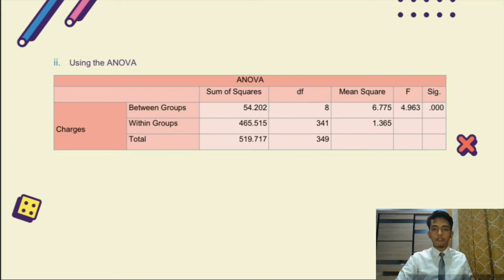Secondly, we use ANOVA for the hypothesis testing. For ANOVA, firstly, we need to state the null and the alternate hypothesis. Next, the significance level, which is alpha equals 0.05. And lastly, based on the SPSS output, we reject the null since 4.963 is greater than 1.97. Therefore, there is a significant difference among the treatments.